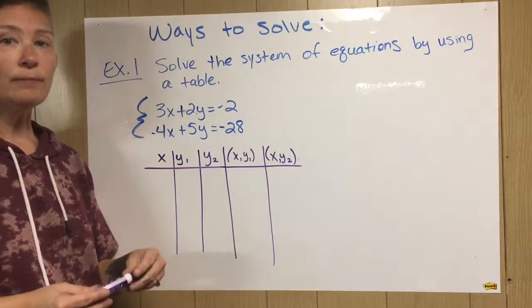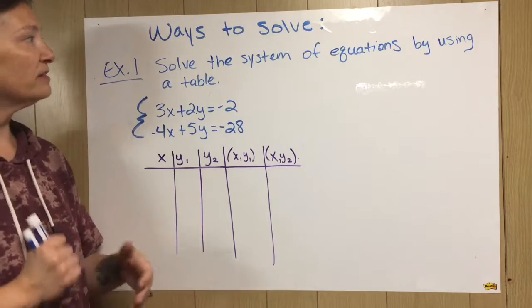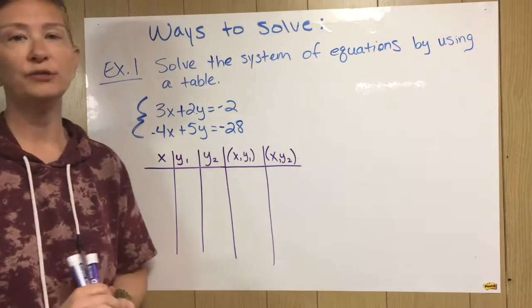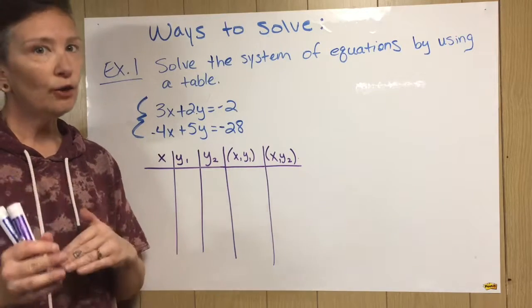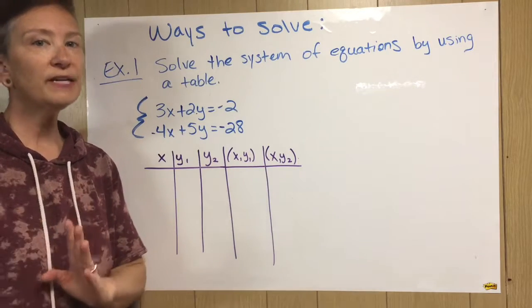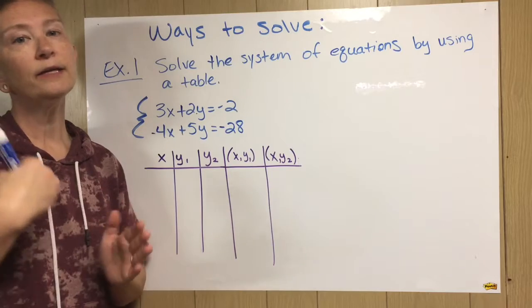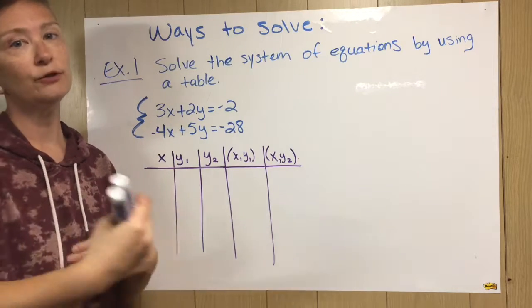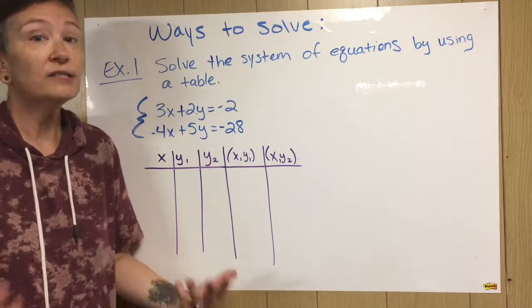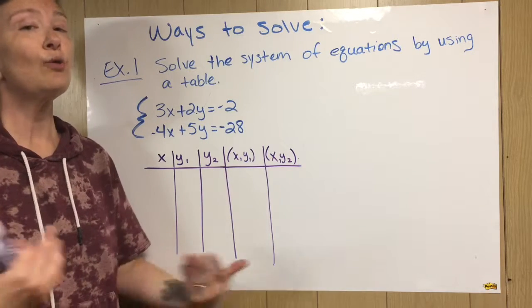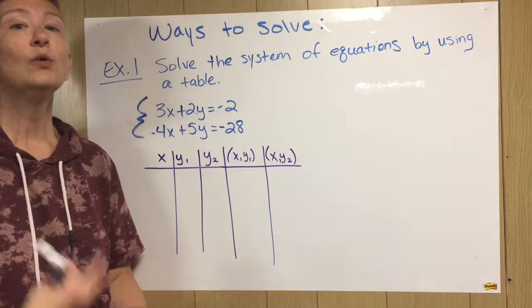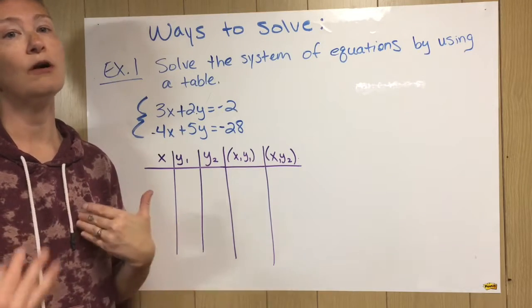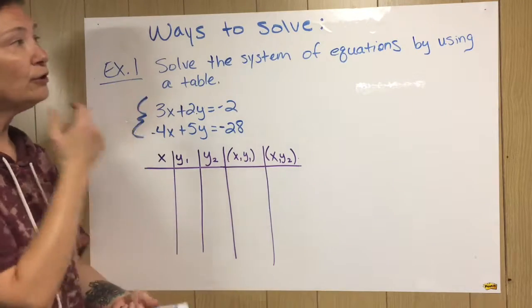All right, example number 1. The directions say solve the system of equations by using a table. Quick note, if the directions specify the way you have to solve this system, then you must follow the directions. If it just says solve the system of equations, you are free to use whatever method we are going to learn about to solve that system. For this one, we're going to use a table.